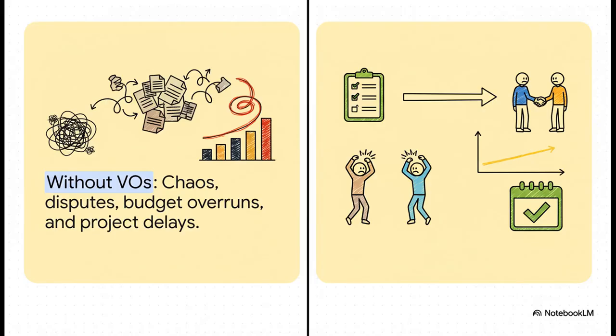You know, any change on a project can go down two very different roads. Without a formal VO process, you get chaos. You get arguments based on who said what, budgets that just spiral out of control, and huge delays. But if you go down the other path, the one with VOs, you get clarity. Everyone agrees on the new plan, you have a documented record so there are no disputes, and the costs are totally under control. It's really the difference between guessing and knowing.